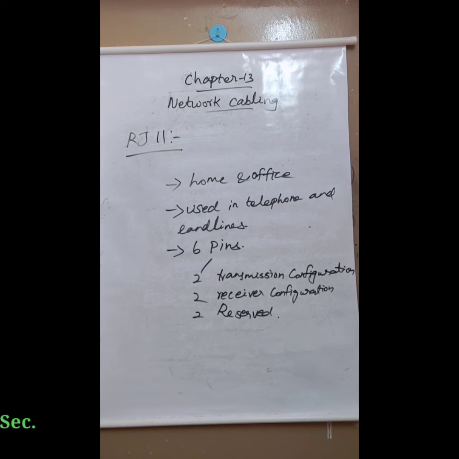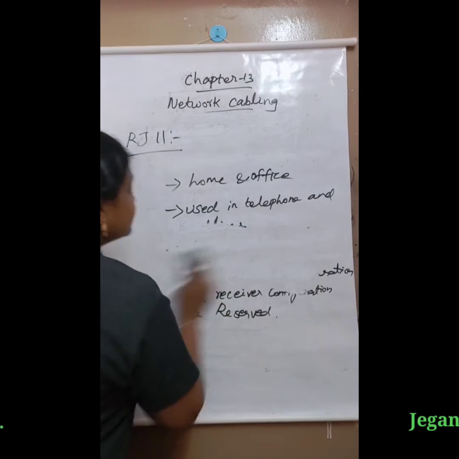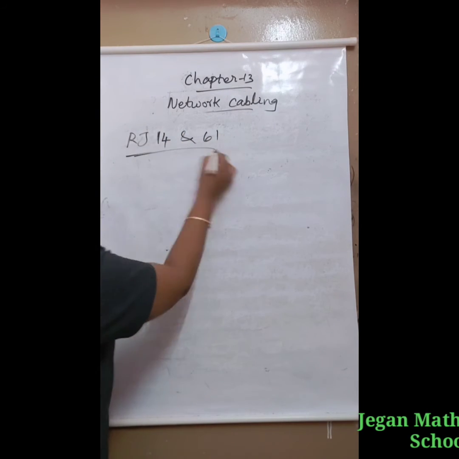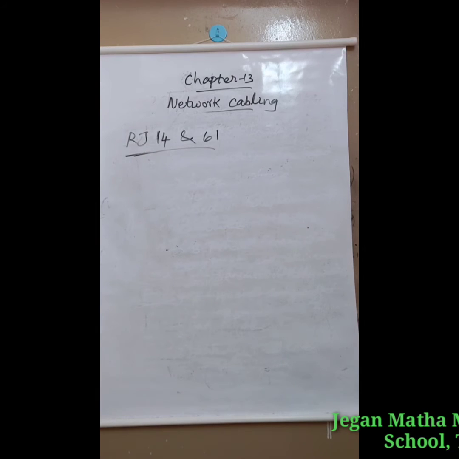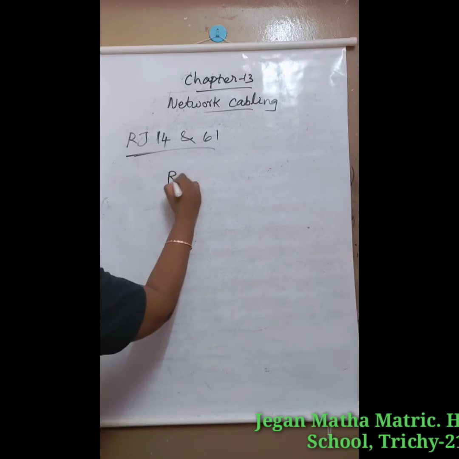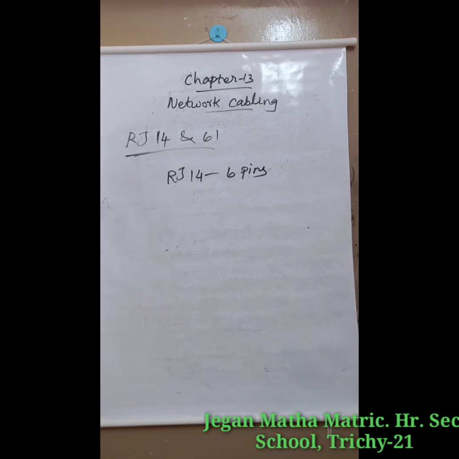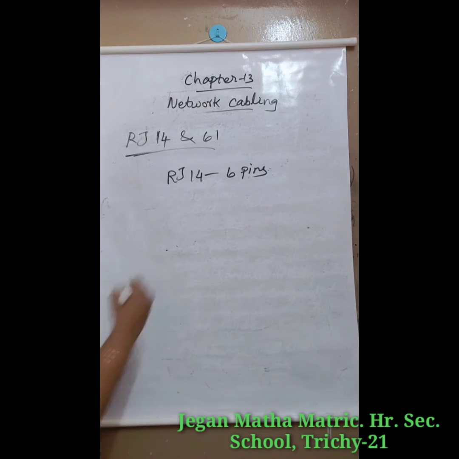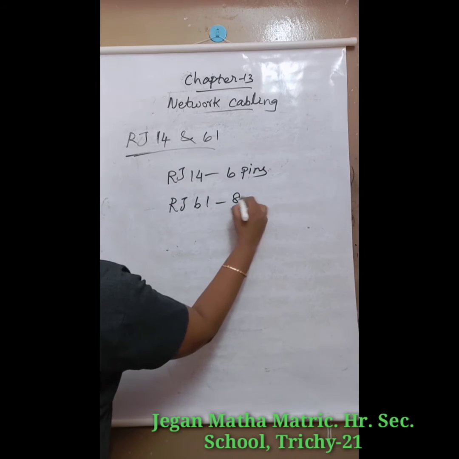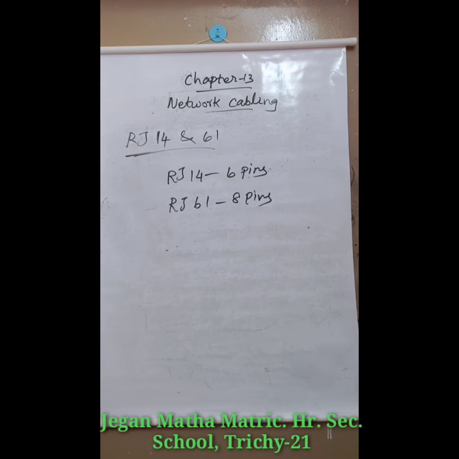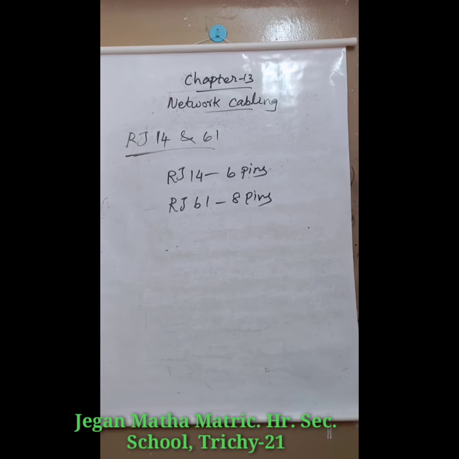Now the next one is RJ14 and RJ61. RJ14 is the same as RJ11, which is used for a telephone line, and it has 6 pins. RJ61 will have 8 pins. RJ61 uses the twisted pair cable with a modular 8 connection.